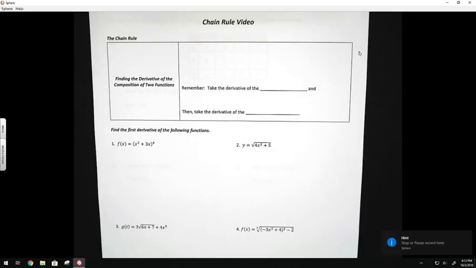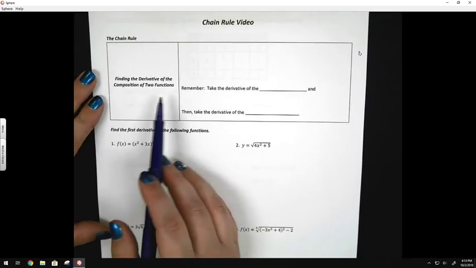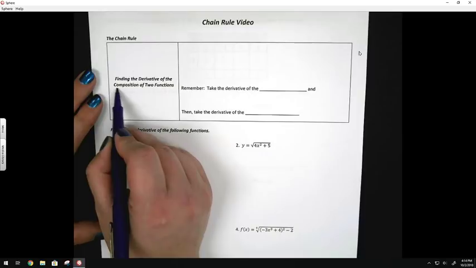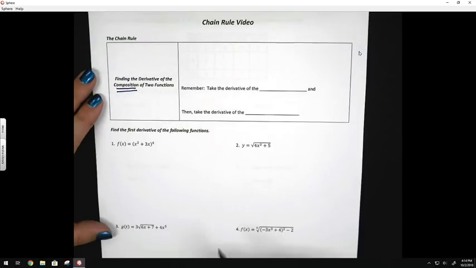Hey guys, so this video is all about the chain rule. We just went over a little bit of it in class together, but to help you get some notes down and to really get a little more understanding, I'm going to go through some in the video right now. The first thing we're going to talk about is finding the derivative of the composition of two functions. That's what the chain rule actually is.